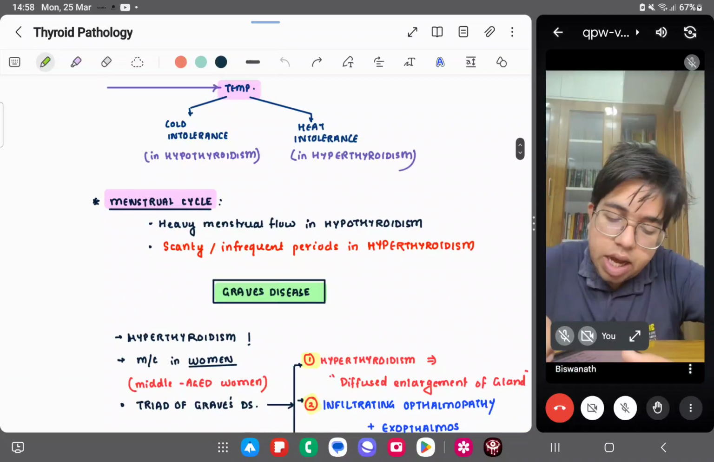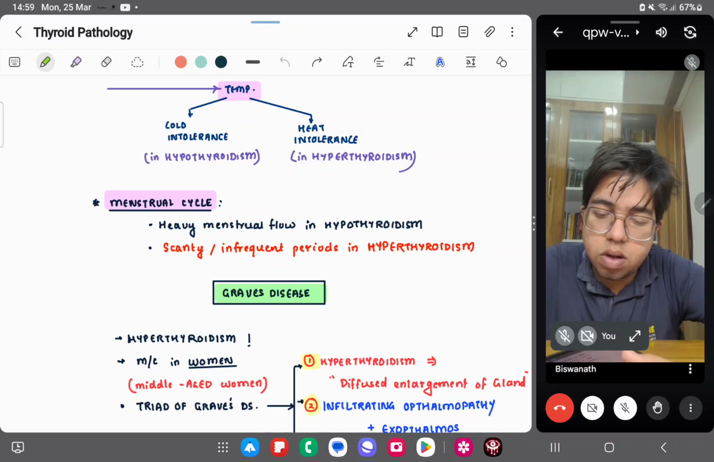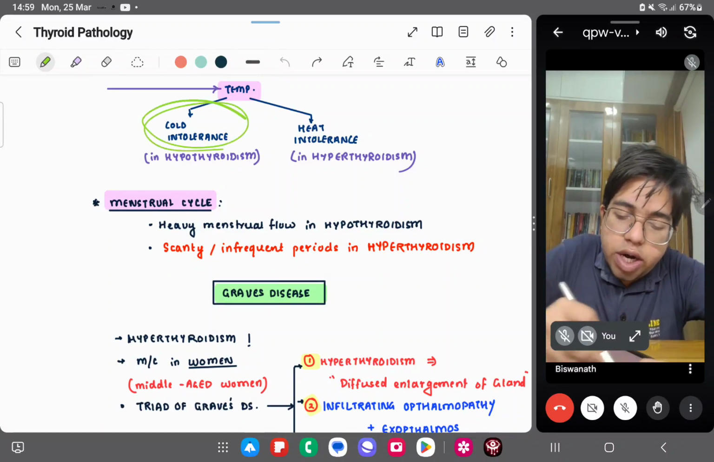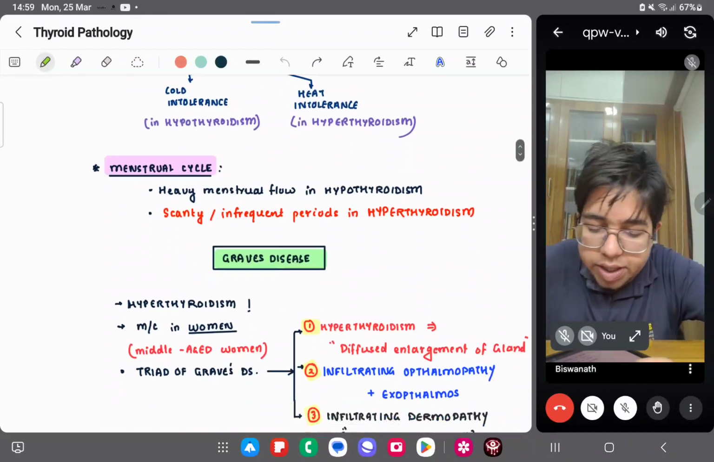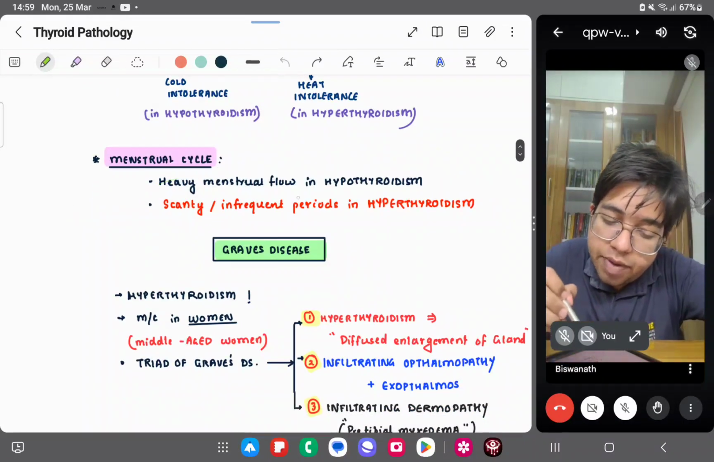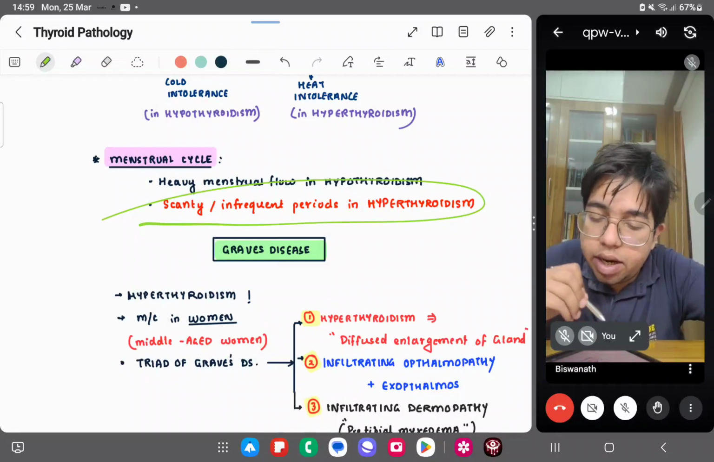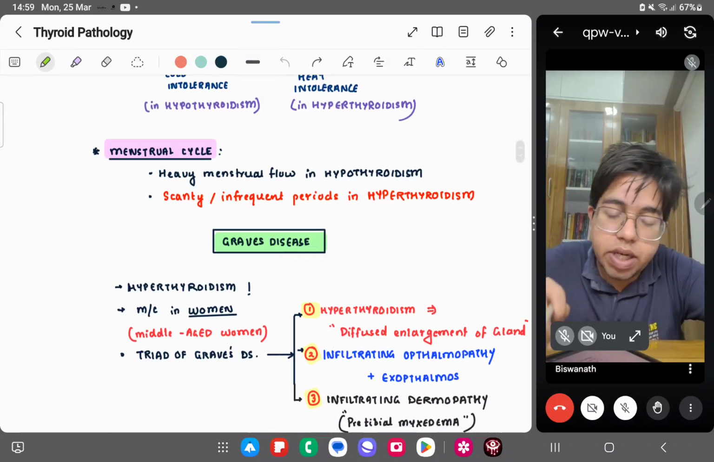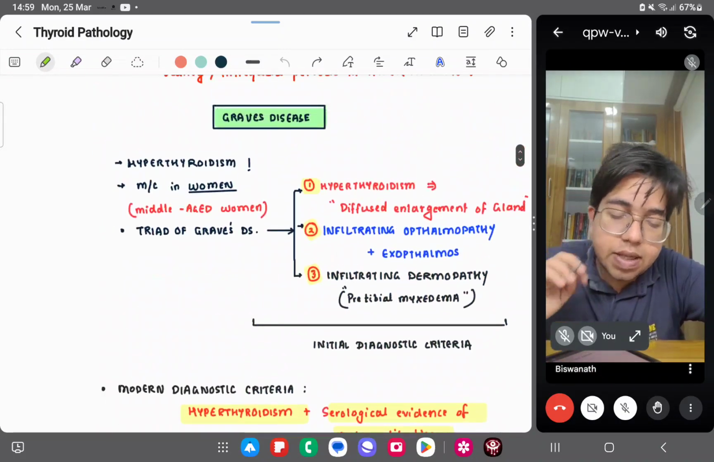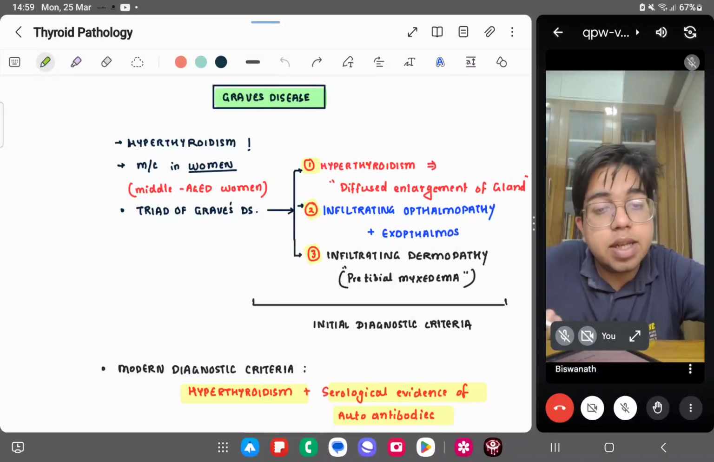Okay, yeah, let's talk about this now. We saw that cold intolerance is found in hypothyroidism, and heat intolerance in hyperthyroidism. And in the menstrual cycle, heavy menstrual flow will occur in hypothyroidism and scanty flow in hyperthyroidism. But we can't pinpoint any action beyond what we learned. Okay. Graves disease, we discussed some things about Graves disease, and some other things we'll discuss in pathology.